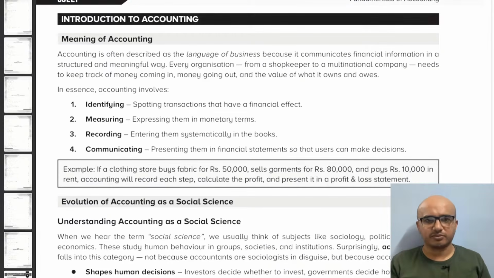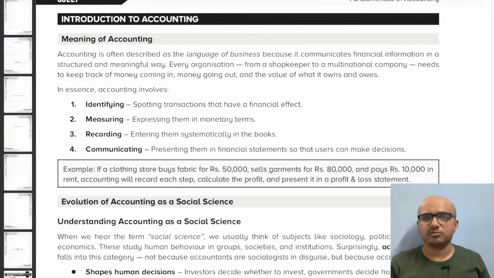Meaning of accounting. What is accounting? Accounting is often described as the language of business because it communicates financial information in a structured and meaningful way. Of course, yes, there is a structure, and if there is no meaning, then what's the point of communicating anything? So of course it communicates in a meaningful way so that everyone understands, even a layman, hopefully.